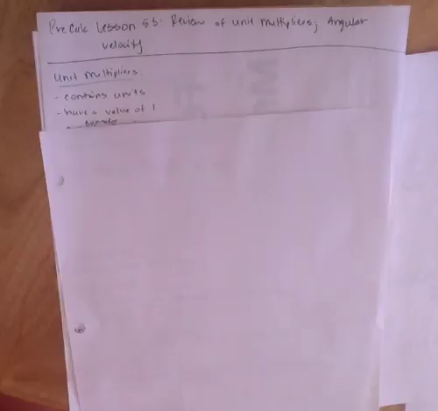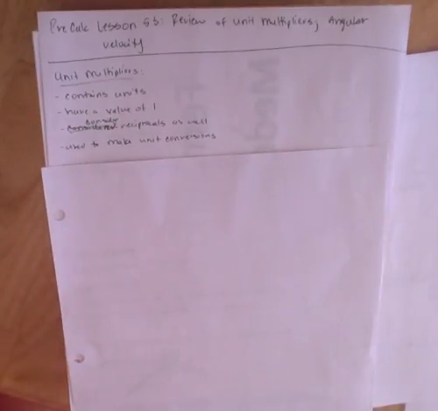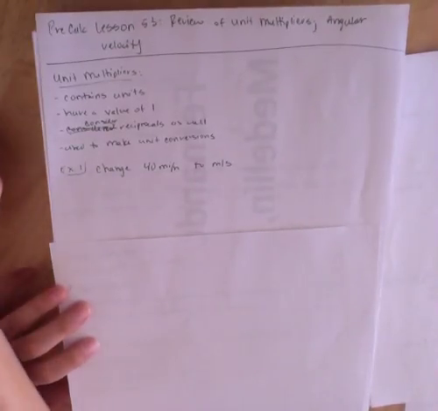So unit multipliers, we all should know, contain units, have a value of 1, consider reciprocals as well, and are used to make unit conversions. All of this is what we're going to do to convert to different units. Okay, so let's do a quick review example.